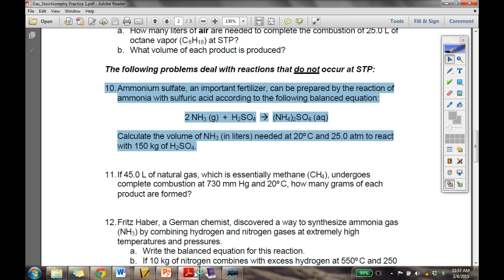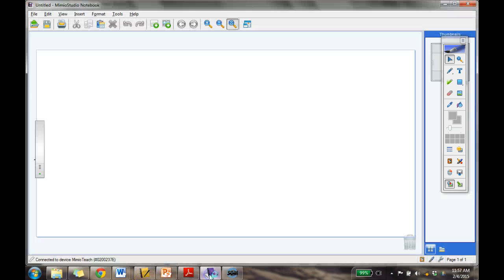Because we're not at STP, we have to use the ideal gas law, which is PV equals nRT.